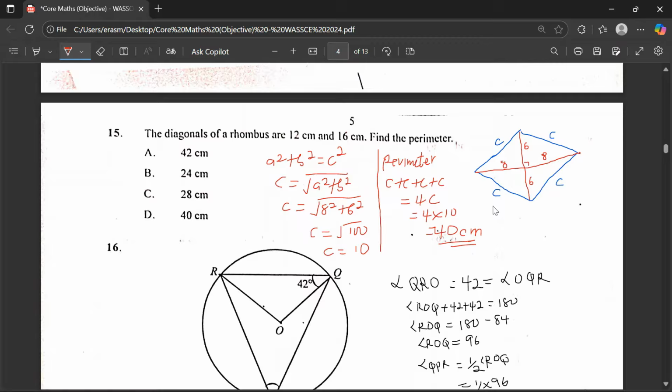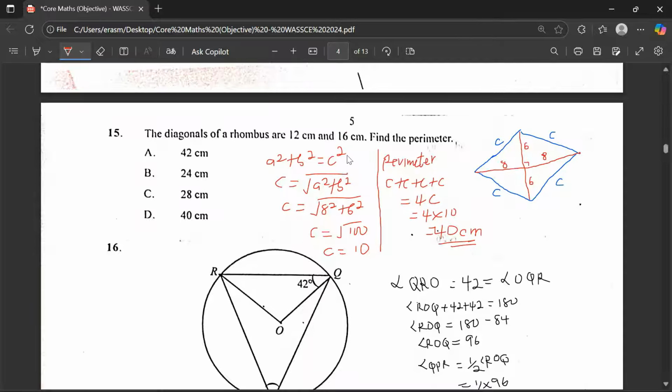Now, with a rhombus, all the sides here are the same. So you have C, C, C, C, right? That implies we can make use of what? Pythagoras theorem, right? So we are going to have what? A squared plus B squared equals C squared. So let's say A is 8 and B is what? 6.